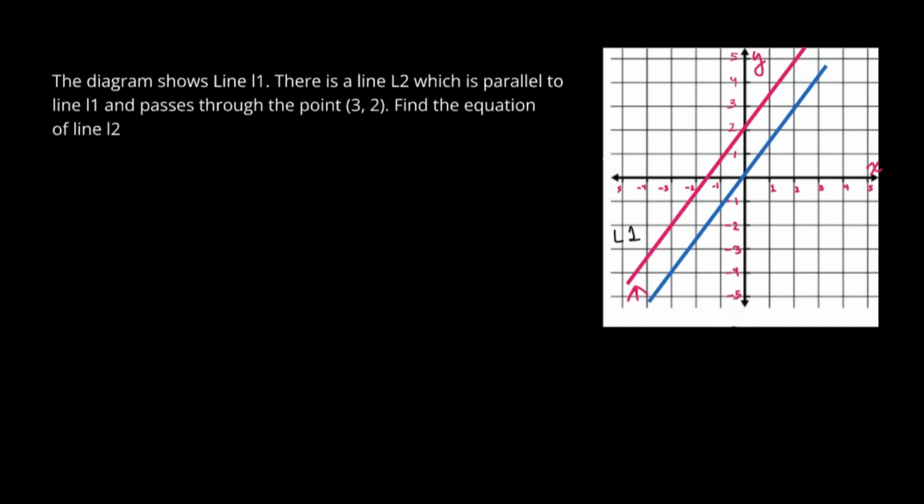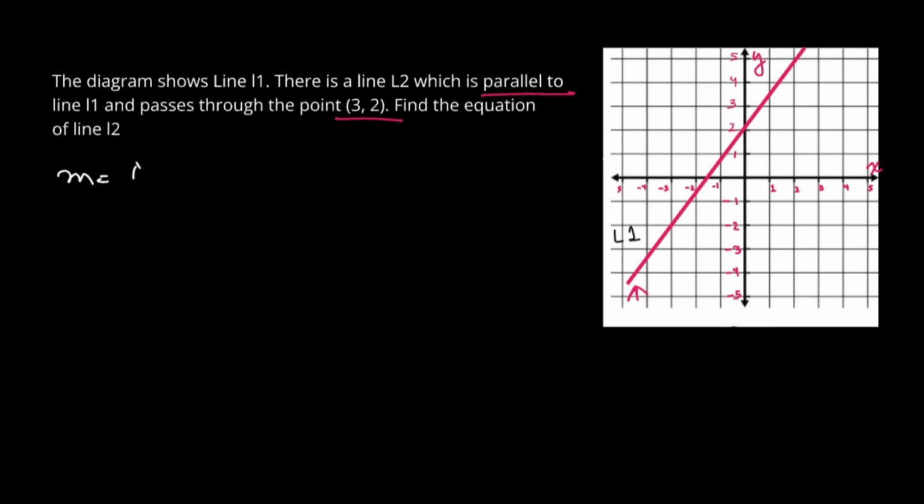But that parallel line can have a different y-intercept. For example, this blue line which is parallel to line L1 has a y-intercept of 0. Now this has a y-intercept of -2, but it is still parallel to line L1. This has a y-intercept of -3, but it is still parallel to line L1. Now the line L2 is parallel to line L1 and passes through the point (3, 2). To find the equation of line L2, what we can do is find the gradient of line L1, which will eventually give us the gradient of line L2.